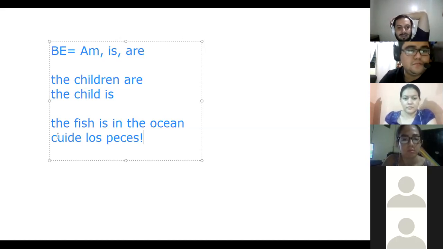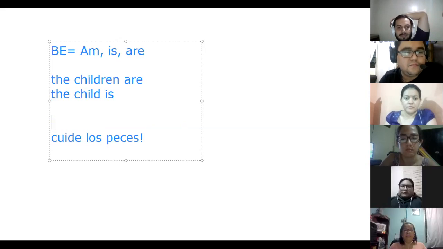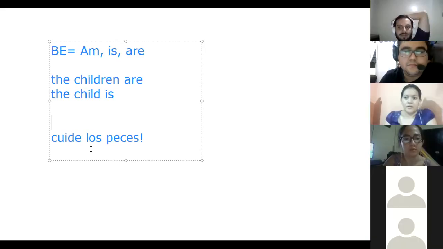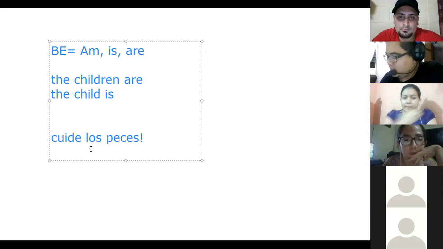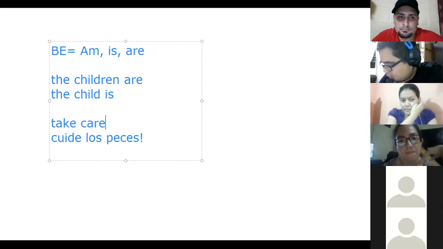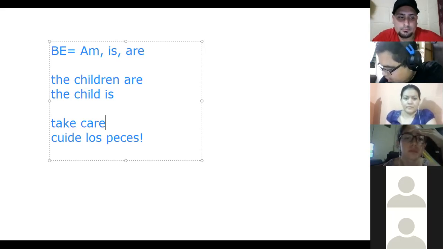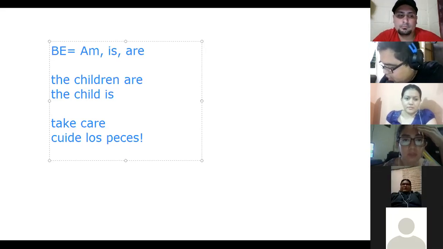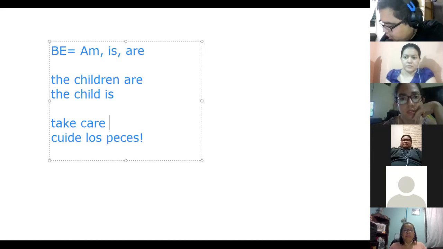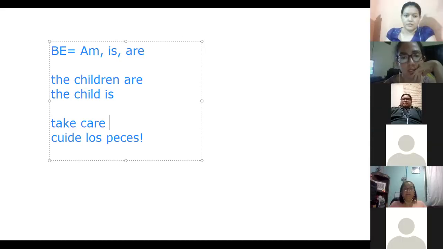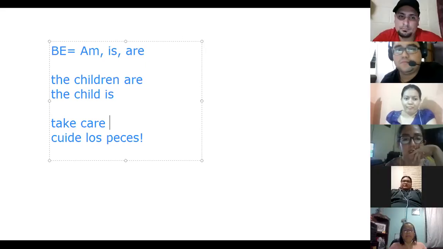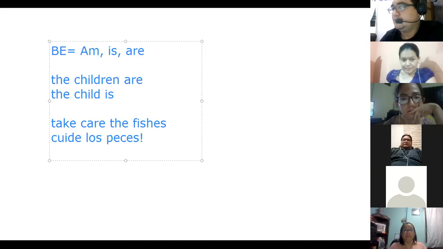I have this sentence in Spanish, right? Tell me that in English. How do you say cuidar or cuide? Take care, exactly, right? It's like cuídese or cuide, depending. So take care. And then los peces. Of the fish. Fishes. Take care of the fishes. Okay. Sounds perfect, right? Take care of the fishes.